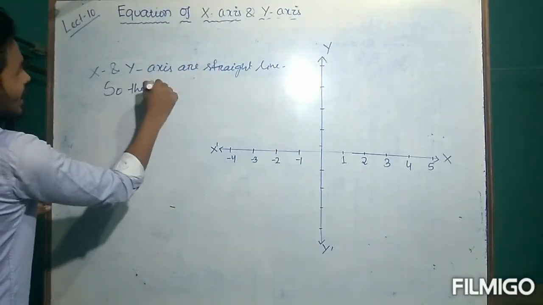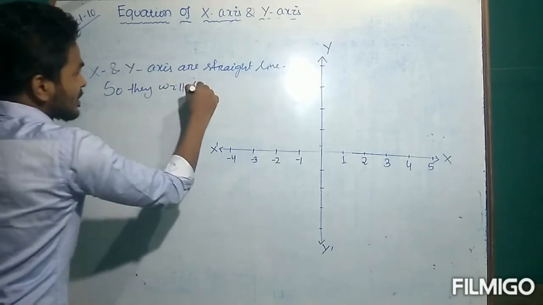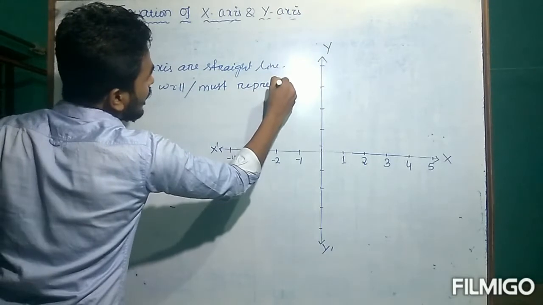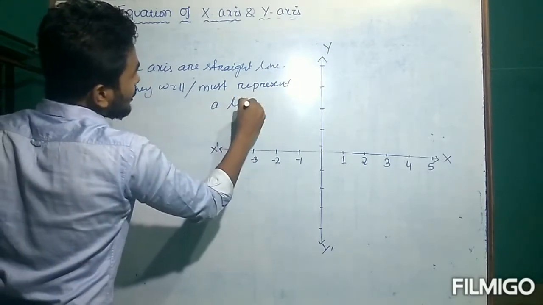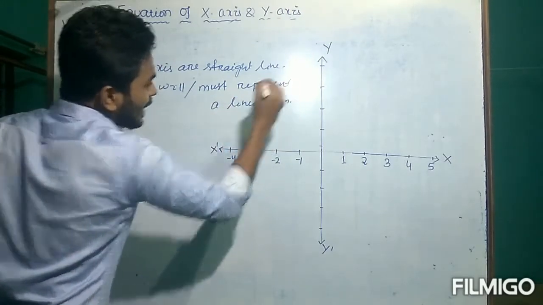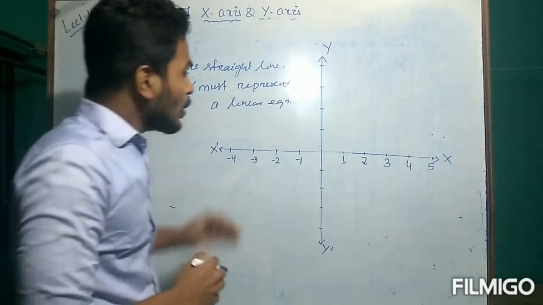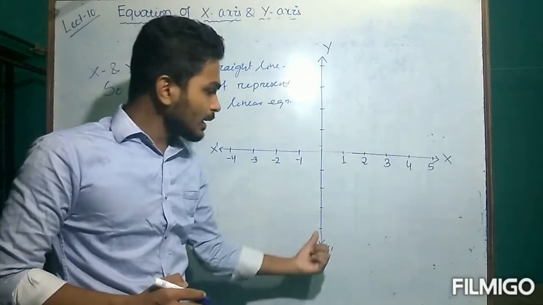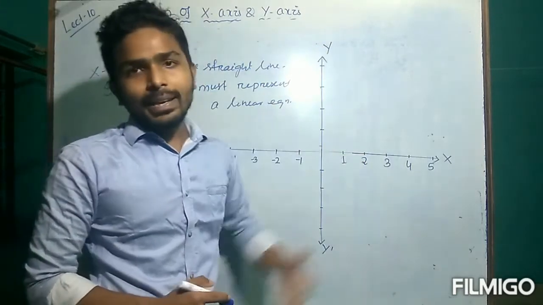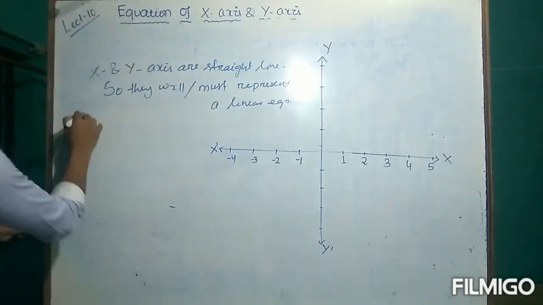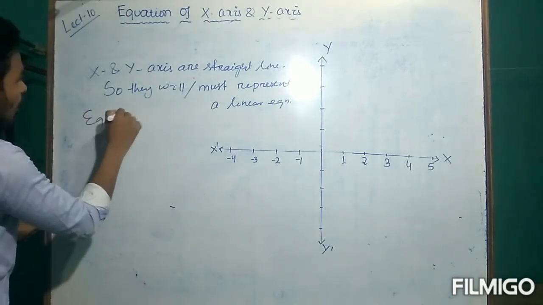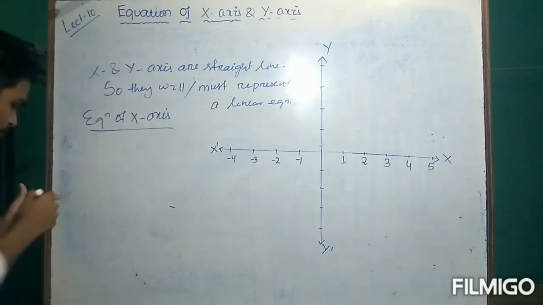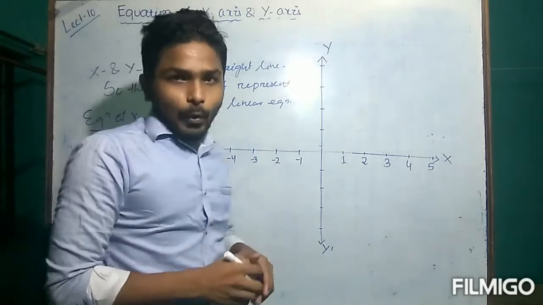So they must represent a linear equation, right? Now we are going to find the possible linear equation of the x-axis and the possible linear equation for the y-axis. First we will calculate the equation of the x-axis. Let me give you some points first.